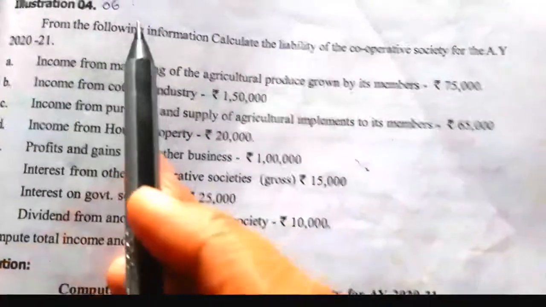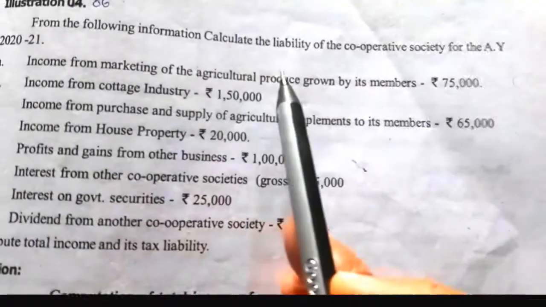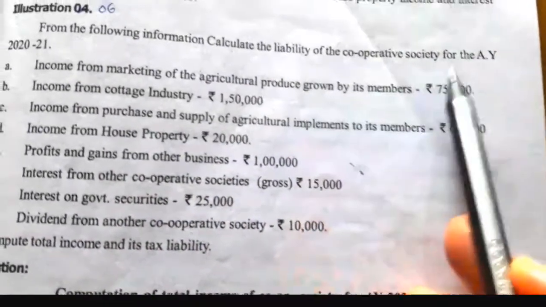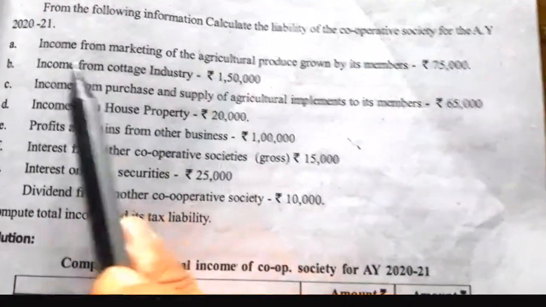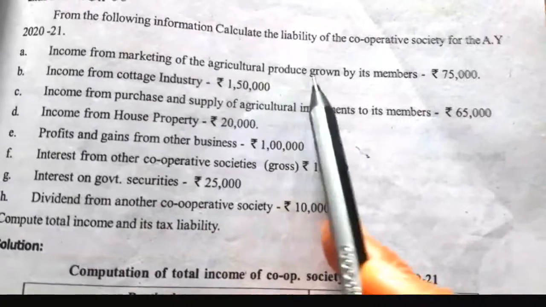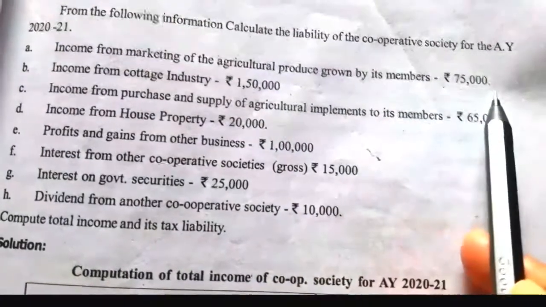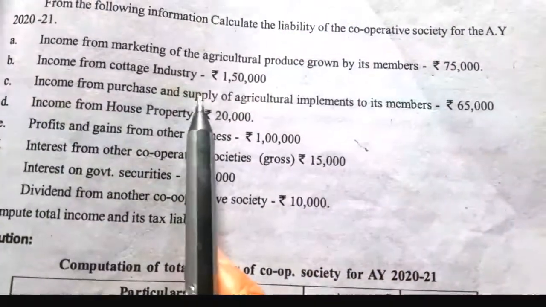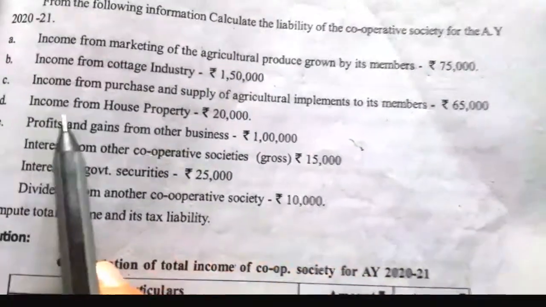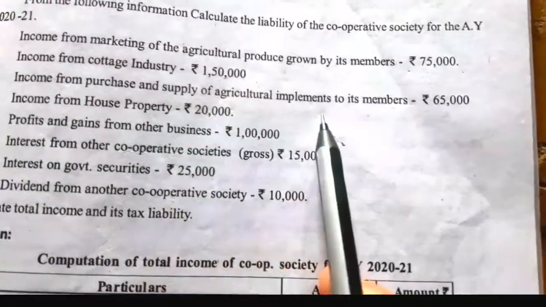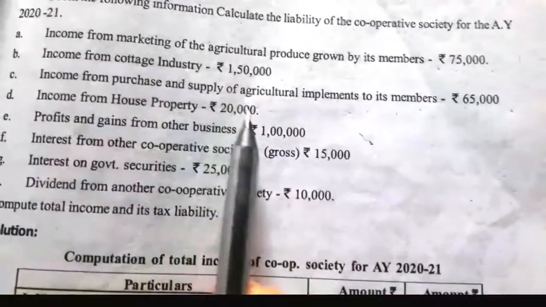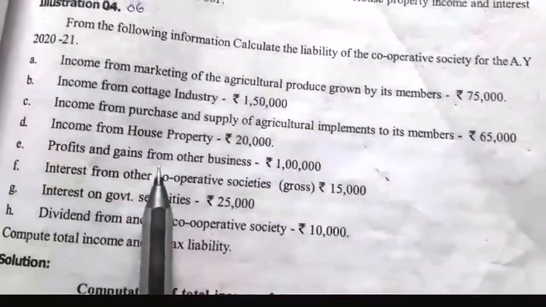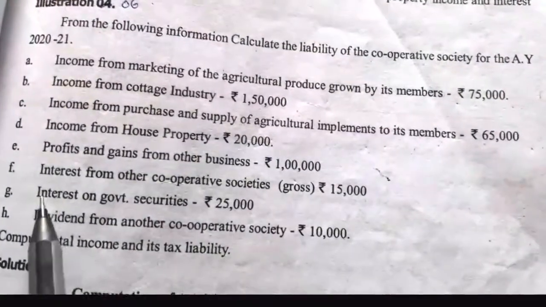Next, illustration number 6. See the question. From the following information, calculate the liability of a cooperative society for the assessment year 2020-21. Under that: income from marketing of the agricultural produce grown by its members, rupees 75,000; income from cottage industry, rupees 1,50,000; income from purchase and supply of agricultural implements to its members, rupees 65,000; income from house property, rupees 20,000; profit and gains from other business, rupees 1 lakh.